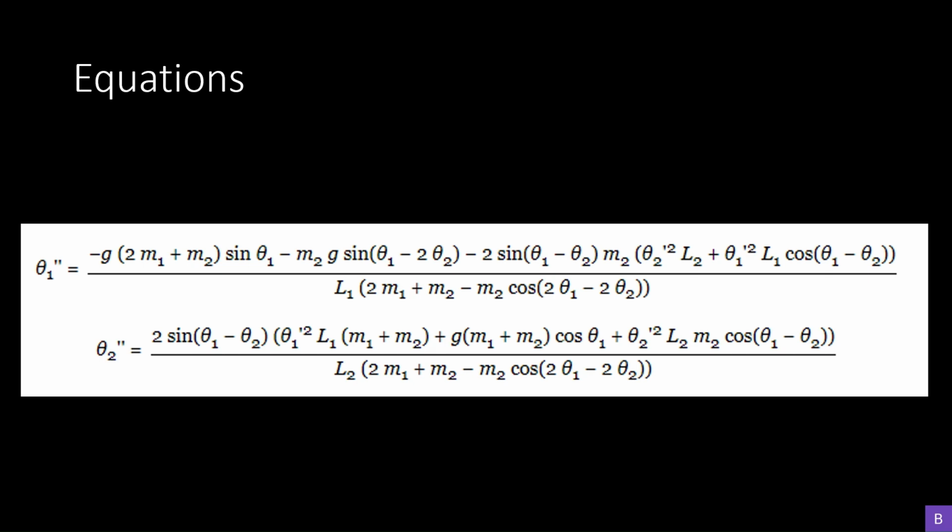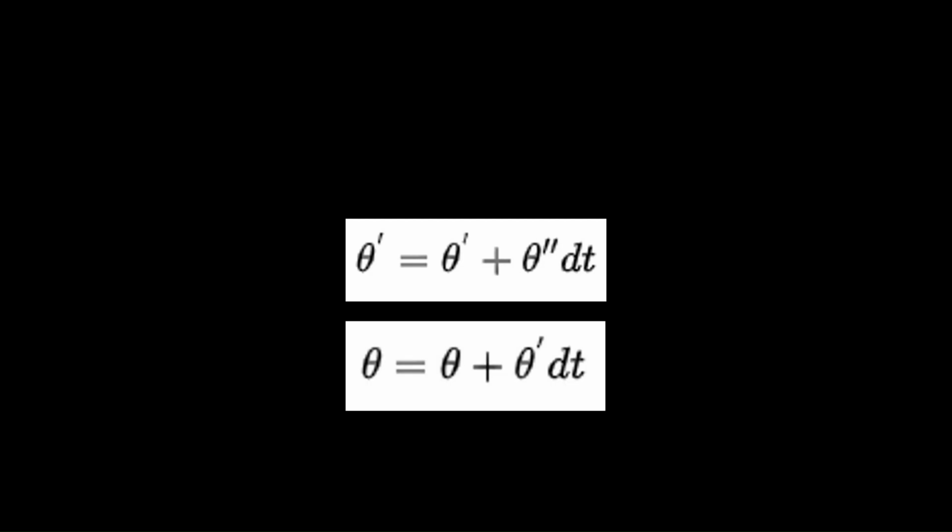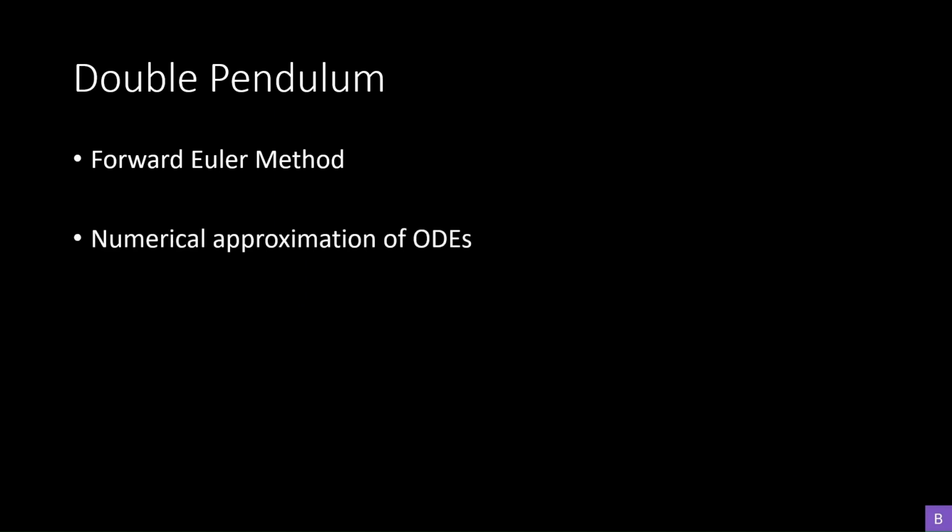The angular acceleration is equal to the equations of motion for the double pendulum as we described. The angular velocity is equal to the previous angular velocity plus the angular acceleration times the elapsed time constant dt. The discrete angle is then defined as the previous angle plus the angular velocity times this dt. This is a simplified numerical method for solving differential equations like the double pendulum's complex equations of motion, known as the forward Euler's method.